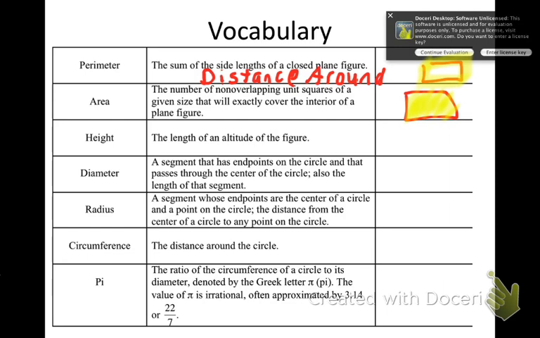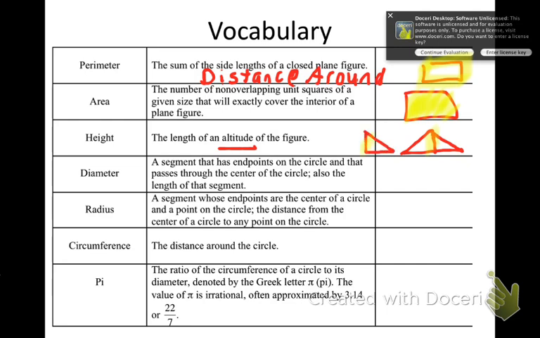Height is the length of an altitude of the figure. You will have to remember what altitude is for future areas and such. But the height is the length of an altitude. The toughest one we're going to talk about today is in a triangle. So in a non-right triangle, the height is the perpendicular part there to the tip there. That would be the height. In a right triangle, the height is the one side there.